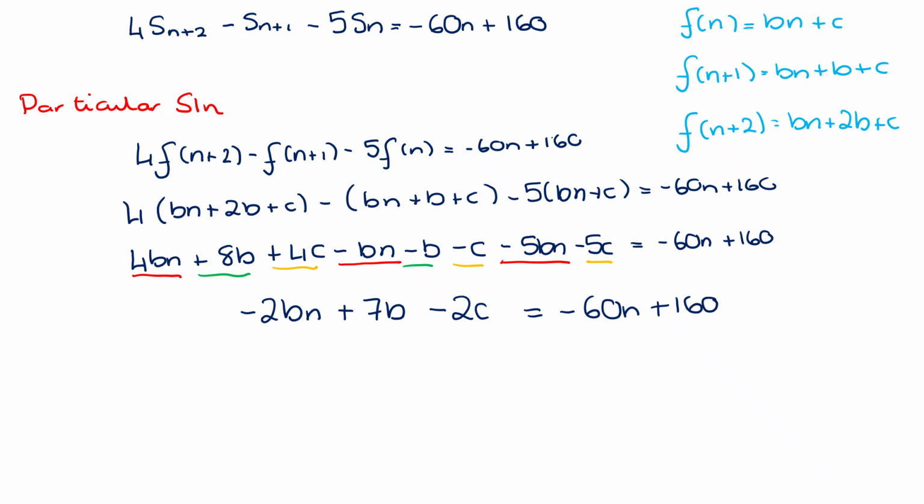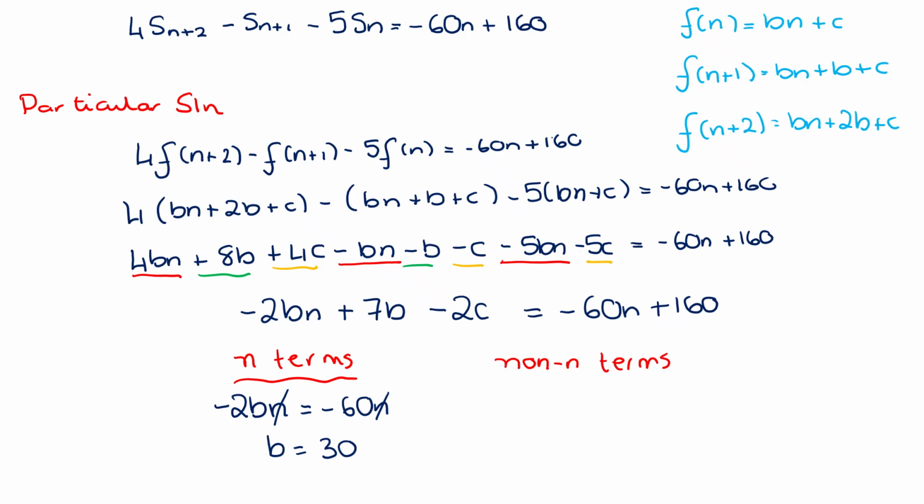So let's focus on the n terms first. Remember, what we have here is an identity, so our focus is not on the n's, our focus is on combining those unknown coefficients. So we split them into the types of terms we have. So the minus 2bn, the n term on the left, should equal minus 60n, the n term on the right. We ignore n, and then we get b equals 30. We then want to look at our non-n terms.